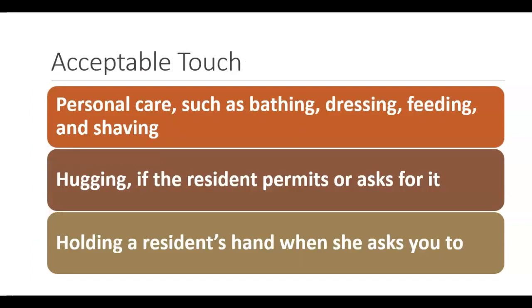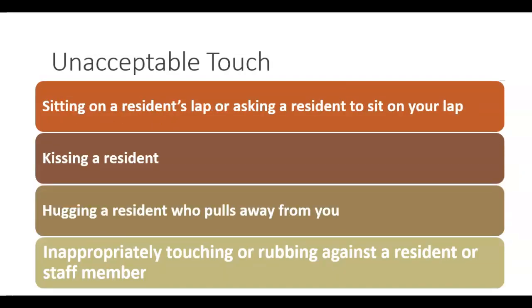Acceptable touch. We are hands-on. This is what we do. So personal care such as bathing, dressing, feeding, and shaving. Hugging if the resident permits or asks for it, holding a resident's hand when she asks you to. Unacceptable touch would be sitting on a resident's lap or asking a resident to sit on yours, kissing a resident, hugging a resident who pulls away from you, or inappropriate touching or rubbing against a resident or staff member.